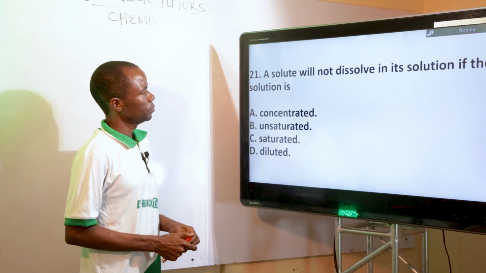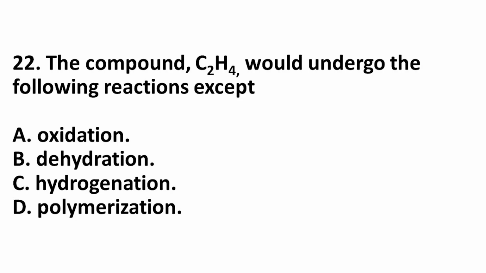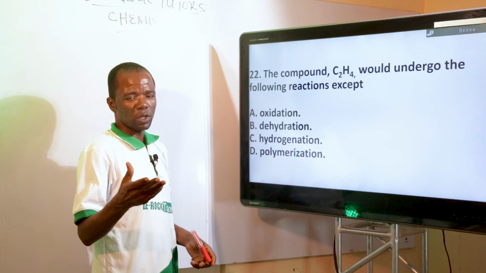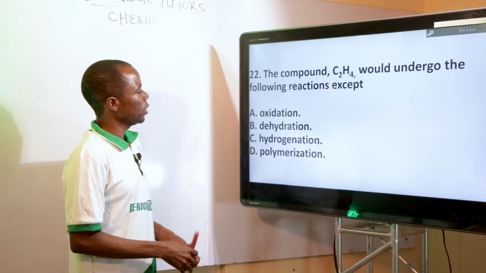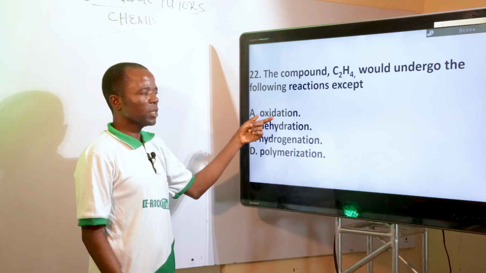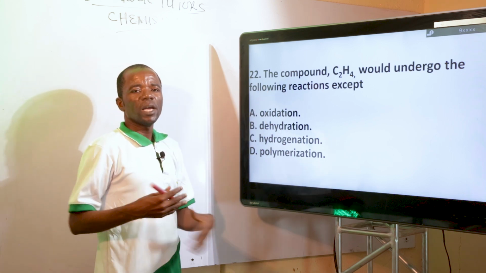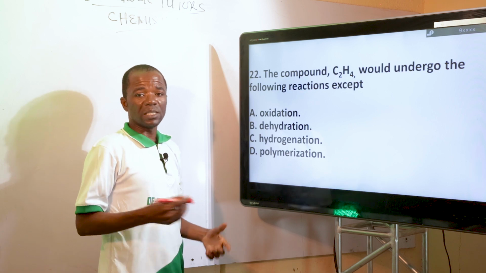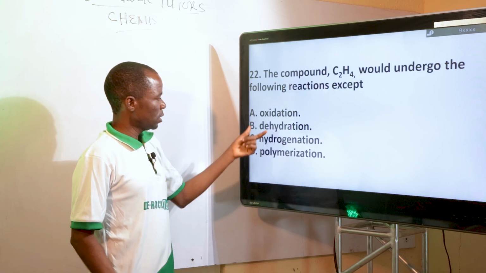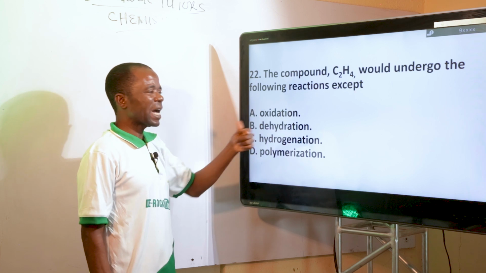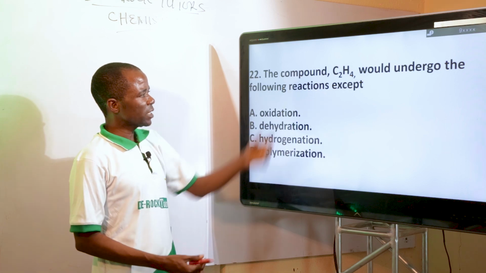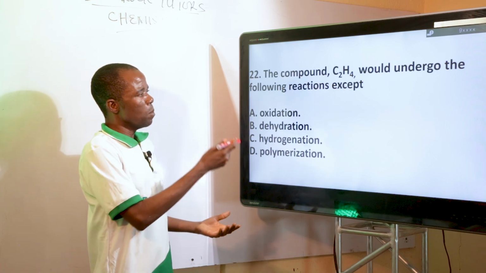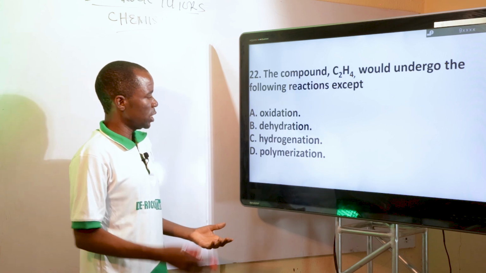Number 22. The compound ethene, that's C2H4, will undergo the following reactions except. So basically the question is asking, which of these 4 reactions on the board will ethene not undergo? Ethene will undergo oxidation. As a matter of fact, oxidation of ethene by acidified KMnO4 will produce ethanedioic acid or oxalic acid. The correct answer is dehydration. Ethene cannot be dehydrated. Ethene can be hydrogenated. It can undergo hydrogenation by reacting with 1 mole of hydrogen to produce ethane to become saturated.